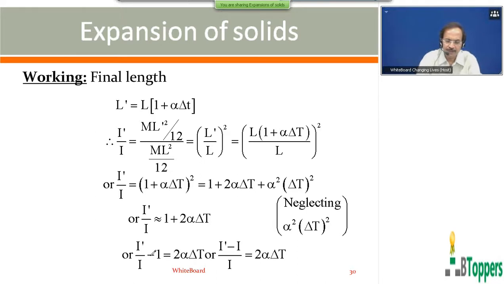So you can write I dash by I minus 1 equal to alpha delta T. Or I dash minus I by I equal to alpha delta T. So those who are writing the notes, please take a pause and finish writing the notes up to here. So I dash minus I can be denoted by delta I. So you can write delta I by I equal to alpha delta T. So those who are writing the notes, please take a pause and finish writing the notes up to here. So I am going to show the continuation in my next slide.